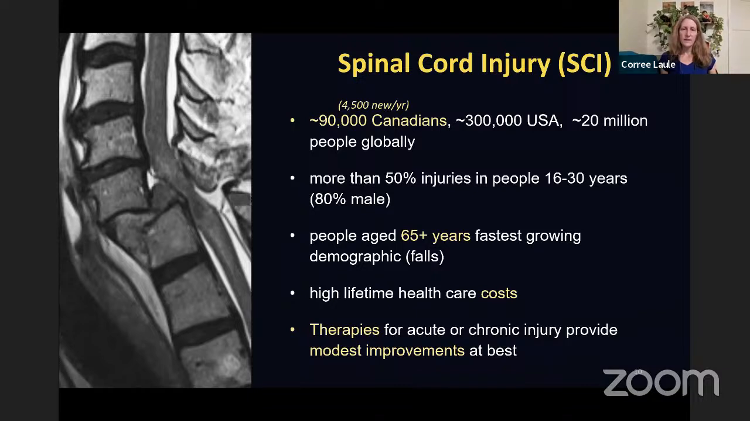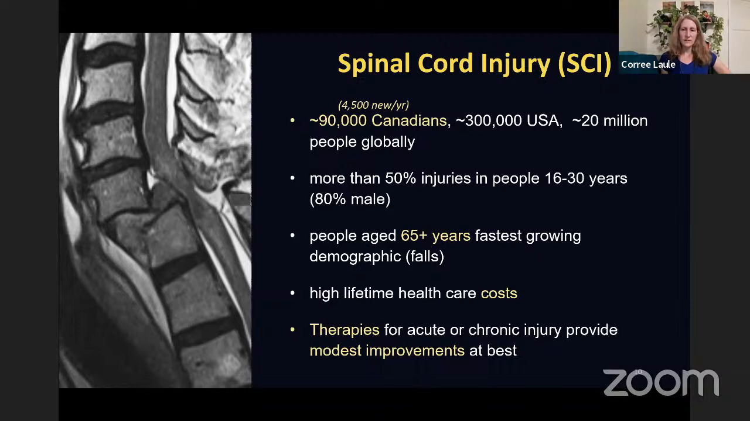So just a little bit of background about spinal cord injury. This is something that affects approximately 90,000 Canadians. There's about 4,500 new cases a year. These aren't necessarily all traumatic injuries, but injuries that affect the spinal cord in some way. 300,000 people in the US and over 20 million people worldwide live with some form of spinal cord injury. For acute injuries, more than 50% of the injuries are in people age 16 to 30, 80% male, so often doing high-risk sports or other high-risk activities.